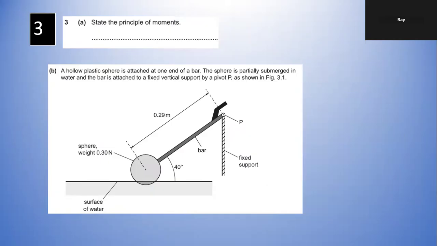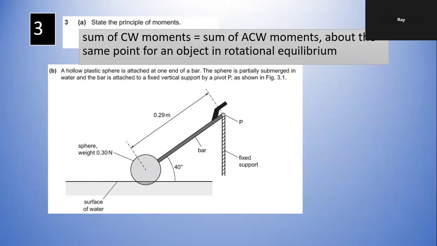Say the principle of moment. Okay. What is the principle of moment? Clockwise moment equals counterclockwise moment about the pivot, then it is in equilibrium. The sum of clockwise moments equals the sum of anti-clockwise moments about the same point for an object in rotational equilibrium.